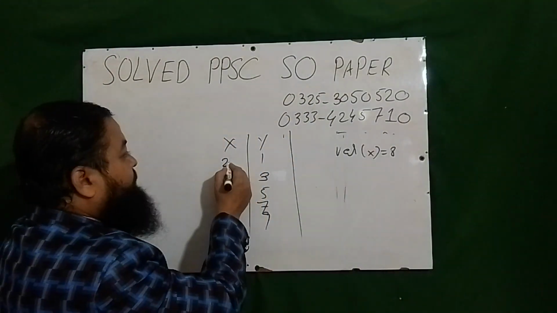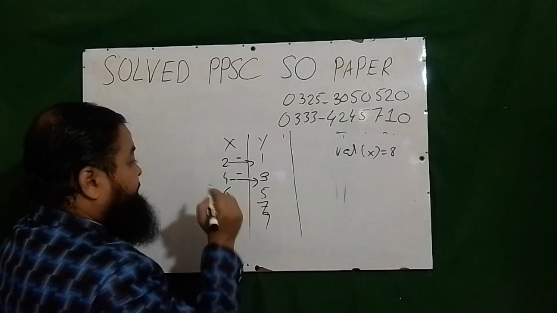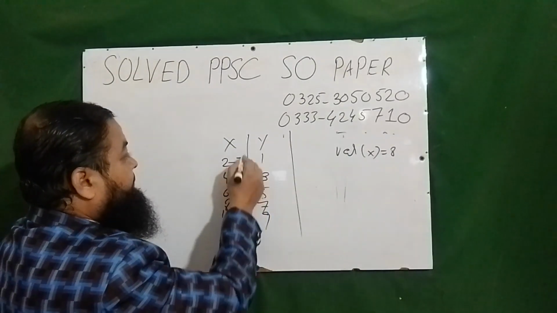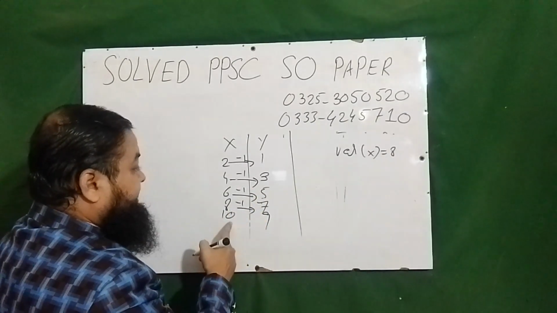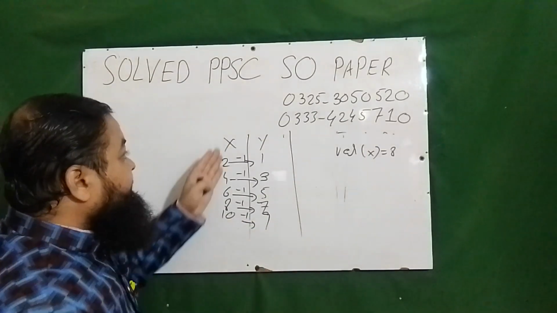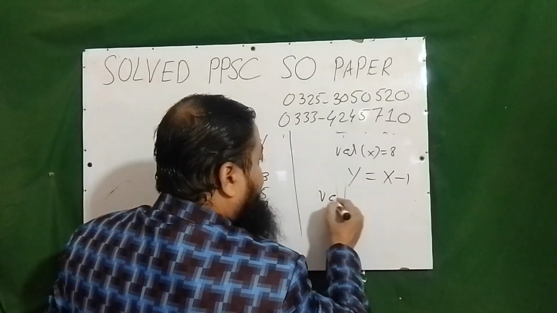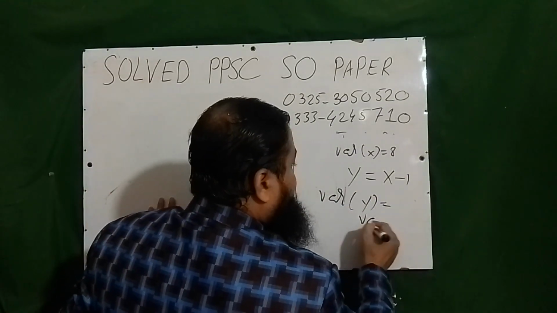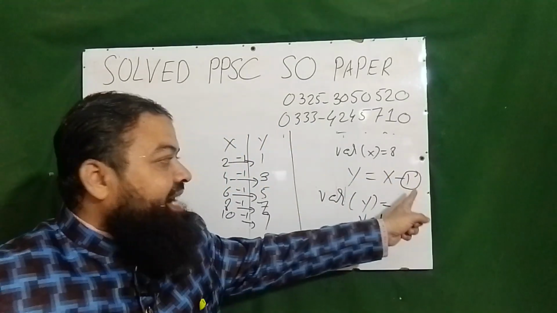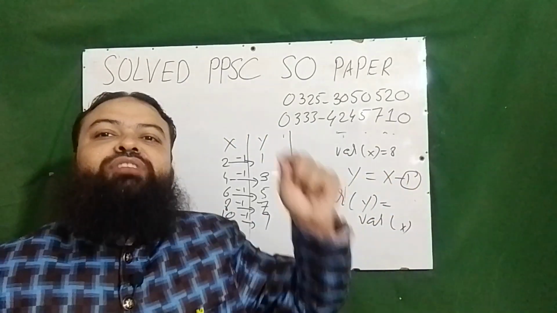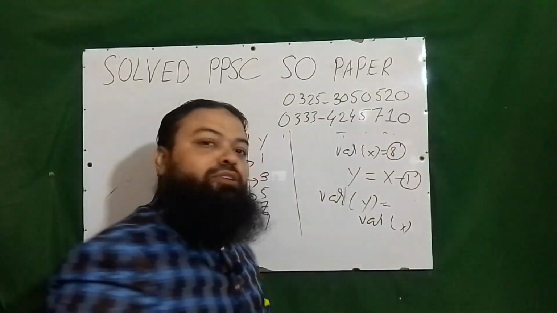Just imagine 2 minus 1 is 1, 4 minus 1 is 3, 6 minus 1 is 5, 8 minus 1 is 7, 10 minus 1 is 9. It means y is equal to x minus 1, and we are to find out variance of y, that will be equal to variance of x, because if 1 is subtracted or added, that will not change the value of the variance of y. So variance of y will also be equal to 8. 8 is the correct option.